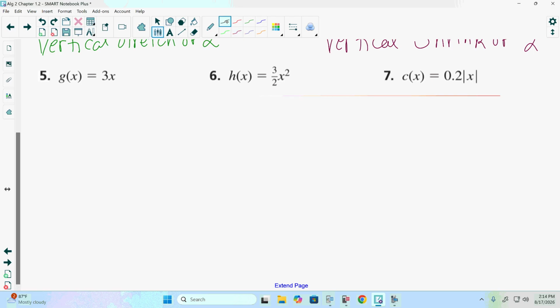g of x equals 3x. Parent? Linear. y equals a times x minus h plus k. What would our transformation be?